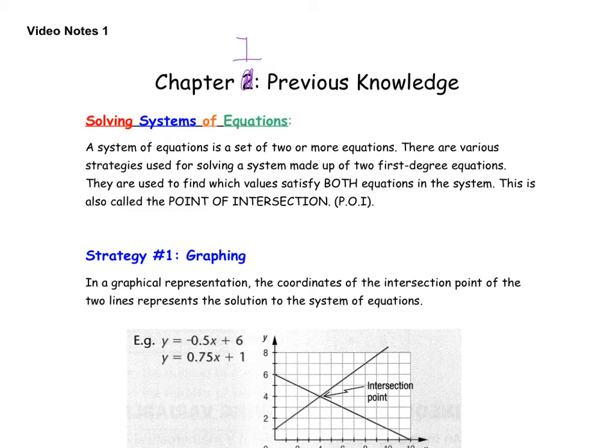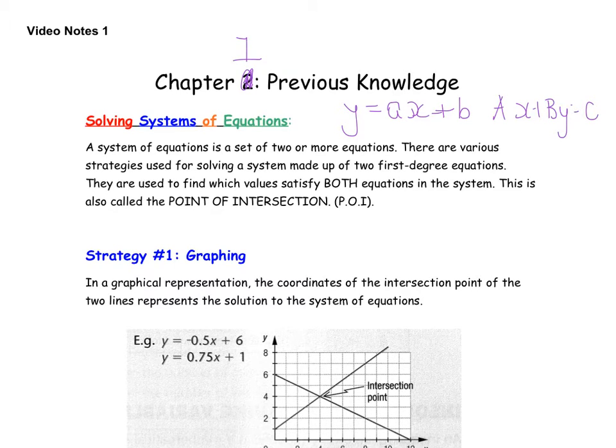So we're going to talk about a few things that we studied a lot in secondary 4, and that would be solving systems of equations. So remember, a system of equations is a set of two or more equations of a line. So remember, we have y equals ax plus b, and we could have a general form of ax plus by is equal to c. Two lines. A system is two or more lines.